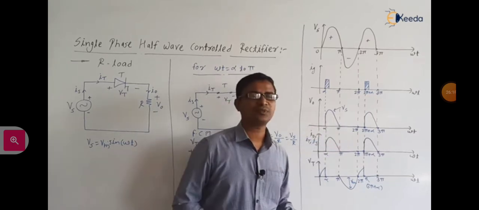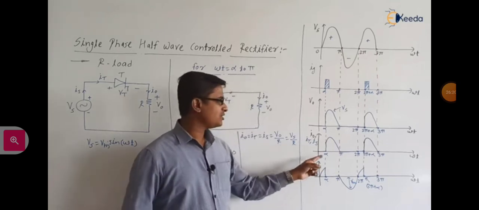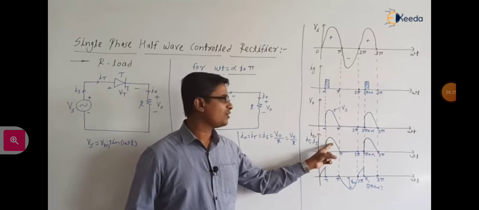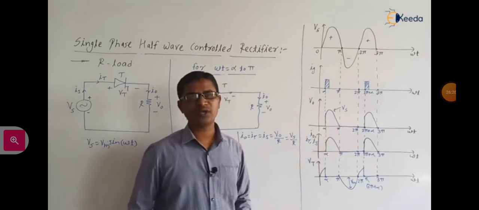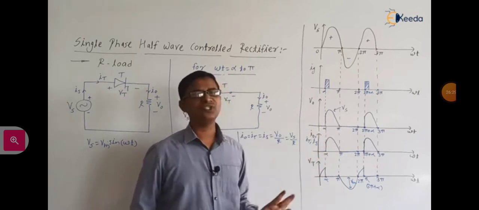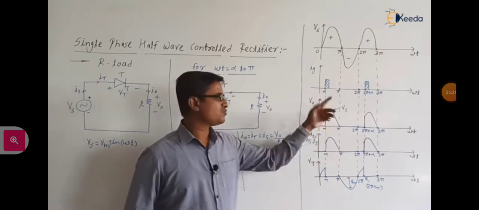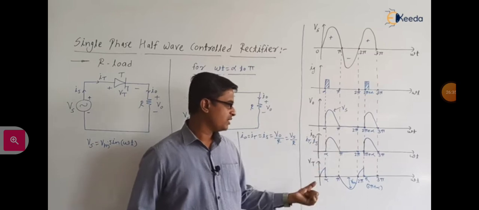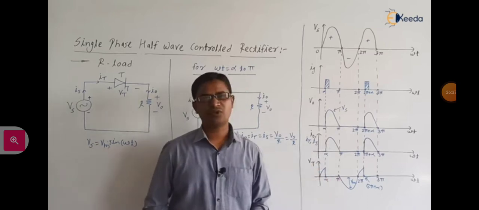V0 is the same as that of the supply voltage, and I0 is Vs by R. So I0 will be in phase with V0, are you getting the point? Because V0 is Vs and I0 is Vs by R, it will be in phase with V0. Next, what is Vt? Vt is 0 from alpha to pi.